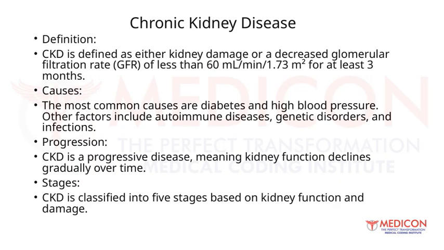Let's talk about chronic kidney disease, or CKD. Essentially, CKD is diagnosed when there's either signs of kidney damage or a significant decrease in how well the kidneys are filtering, specifically a GFR less than 60 ml per minute per 1.73 square meters, and this has to last for at least 3 months. This duration is important because it distinguishes chronic issues from temporary problems.